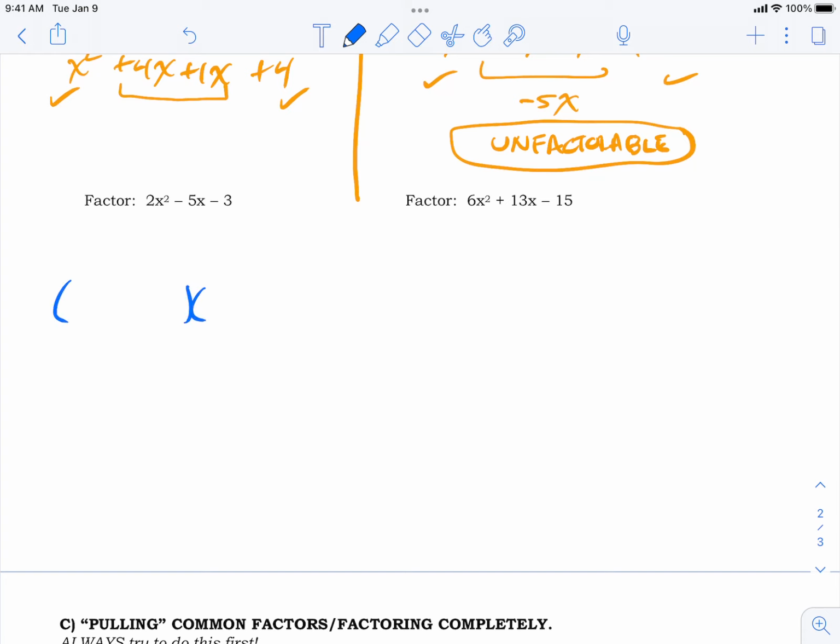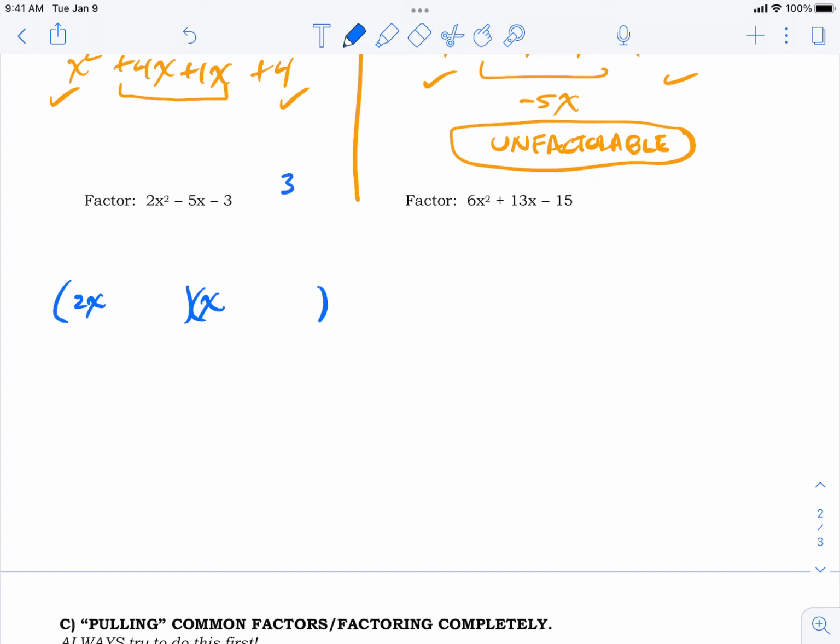Well, it basically means that instead of having x times x, that doesn't give you 2x squared. You're going to have to do 2x times x. That gives you 2x squared. Okay, so that's the big difference. So if you got a number there, make sure you're taking that into account when you set up your parentheses like this. So I got a 2x times an x.